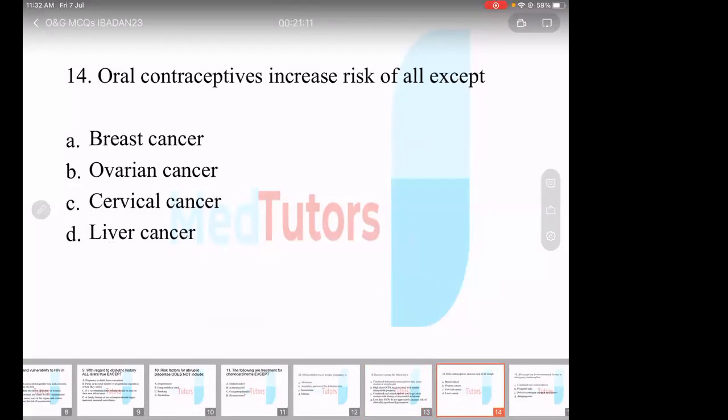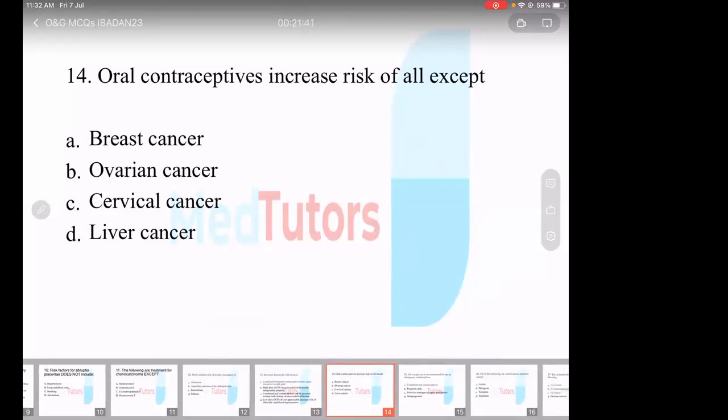14, oral contraceptives increase risk of all except A, breast cancer. That is correct. B, ovarian cancer. Oral contraceptives are known to reduce the risk of ovarian cancer. C, cervical cancer. Yes, they increase the risk of having cervical cancer. And then D, liver cancer. So oral contraceptives are known to decrease the risk of having ovarian cancer. So B is the answer here.